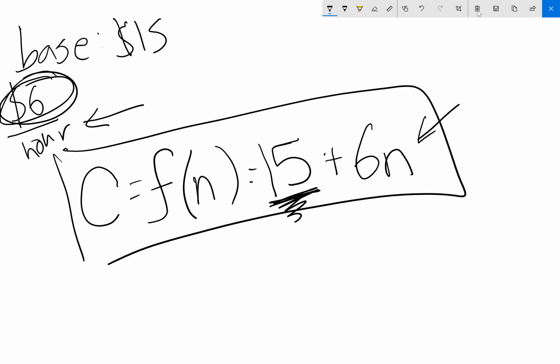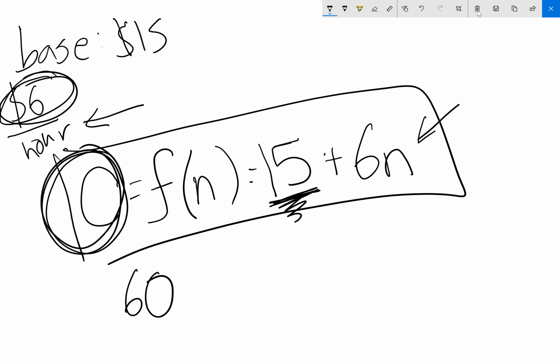Okay. For B, it says they do not want to spend more than $60. So how long can they stay out? So we're saying the maximum amount they can pay, right? The amount they pay as our output is 60. So we want to know how many hours they can be out if all they want to pay for is $60. So 60 is our output.